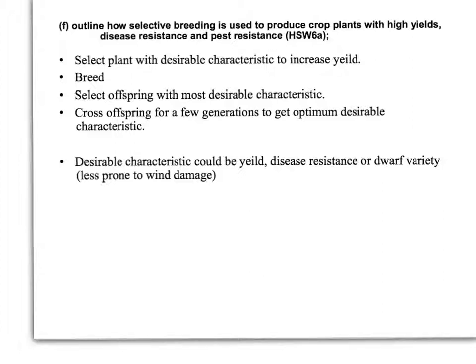But obviously the advantage of selective breeding is that we can produce plants which have got higher yields and therefore maximise the conversion of light energy into chemical energy, which is essentially food. So moving on to the next slide.